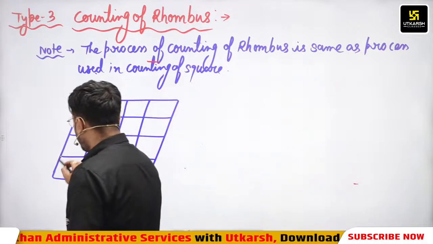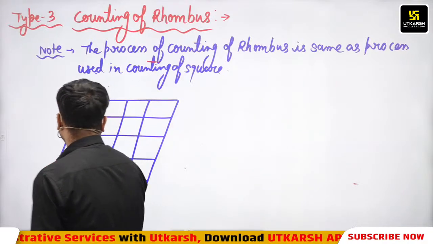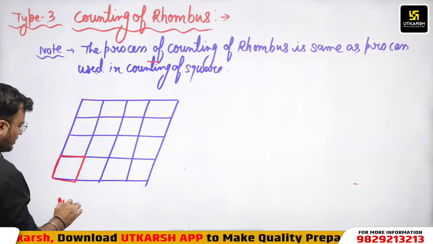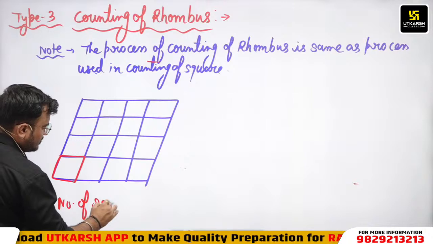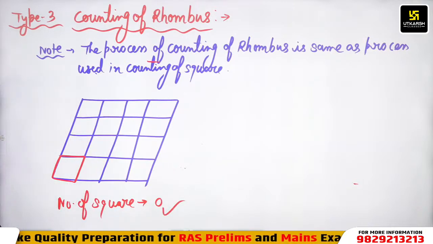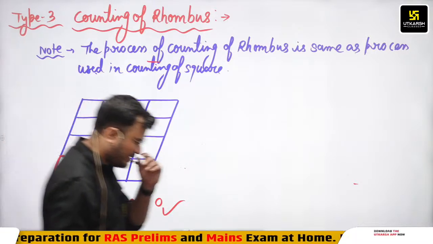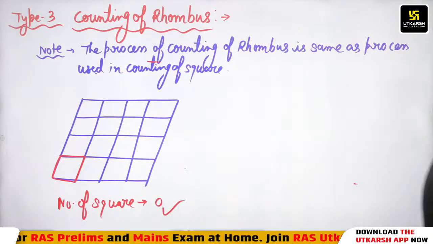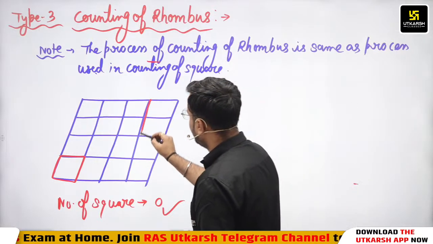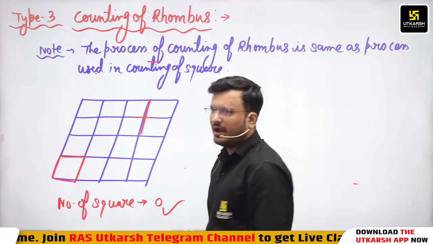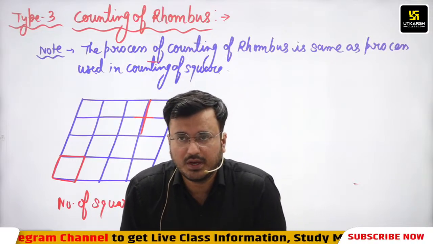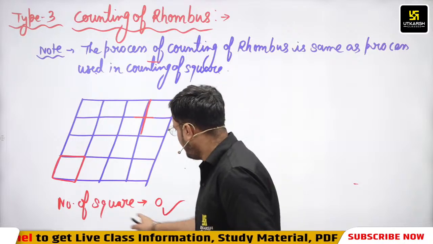Now this is not a square. If someone is asking how many squares are there in this figure, my answer is what? The number of squares will be 0. There will be no square in this figure, because these two lines are intersecting each other at other than 90 degrees. So no square will be formed. So the number of squares will be 0.